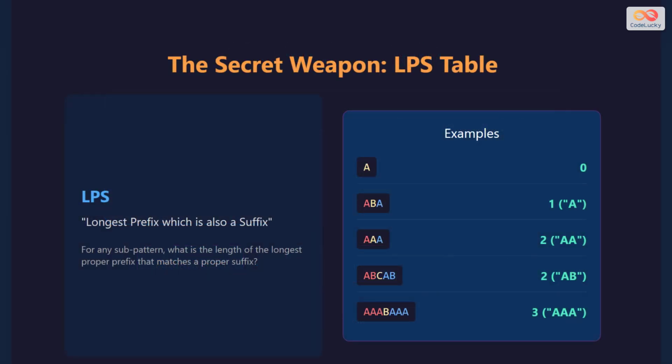The core of KMP is something called the LPS table. LPS stands for longest prefix, which is also a suffix. For any subsegment of our pattern, we want to know the length of the longest proper prefix that is also a proper suffix. This value tells us how much of the pattern repeats itself.